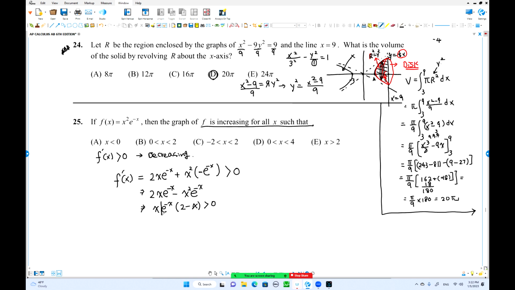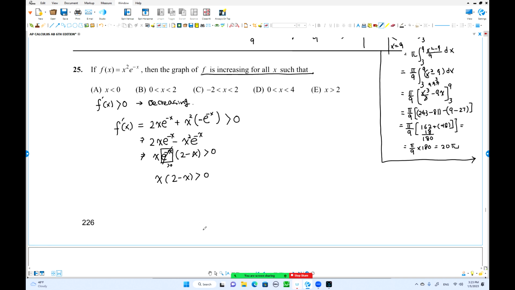We know that e to the negative x is never 0. It's always positive, so we can cancel it out. We don't need this one, it's always greater than 0. You can divide by e to the negative x on both sides. We got x times 2 minus x. Finally, we got x times 2 minus x is greater than 0. So how can you solve this one?